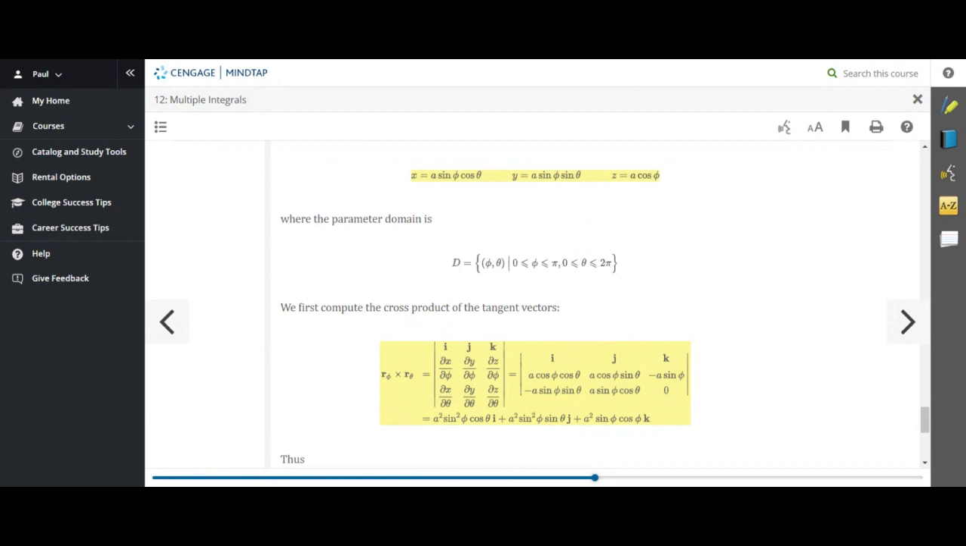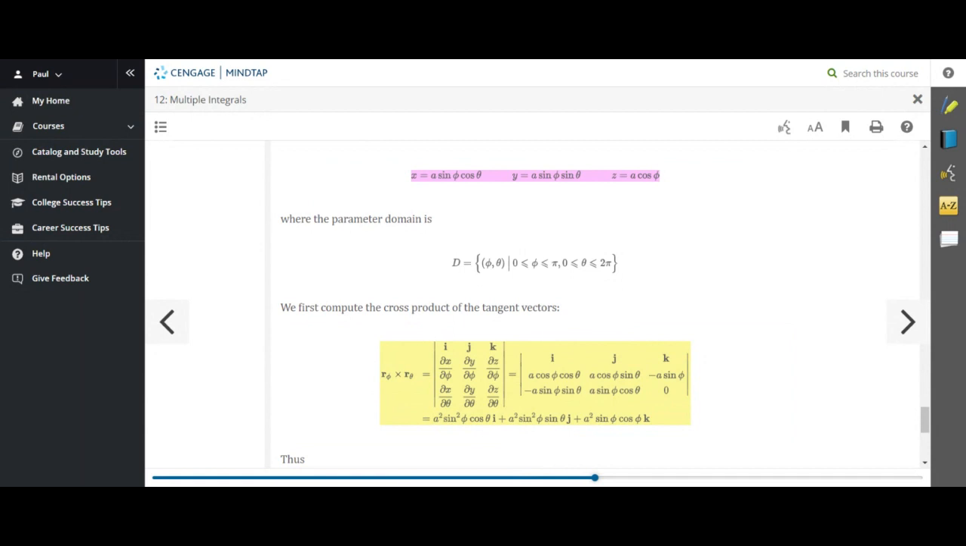Okay, so look at the cross product of the two derivative vectors. So if you take the R sub phi, hold on, let me do one more thing here. Change the color here. So the parametric equations for the sphere are given in pink. And now we're doing the cross product of the derivative vectors. So what's the derivative vector of our vector function with respect to phi?